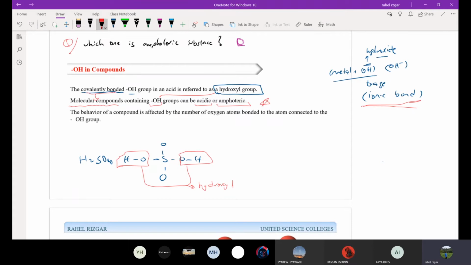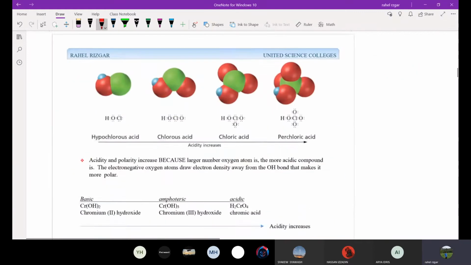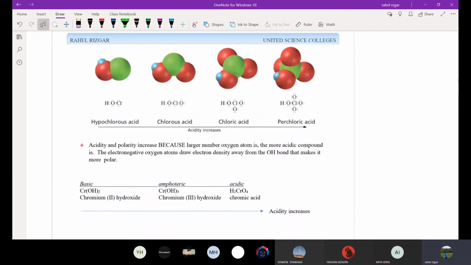And these compounds can be affected by the number of oxygens inside the compound. How? What does it mean by oxygen? So if you have more or less oxygen, what happens to these compounds? Depending on the number of oxygens, here is the most important part of this subject.